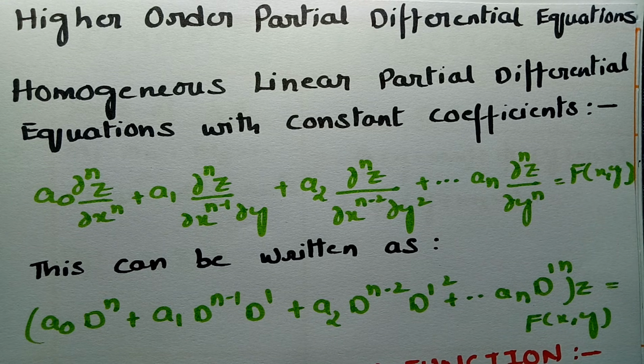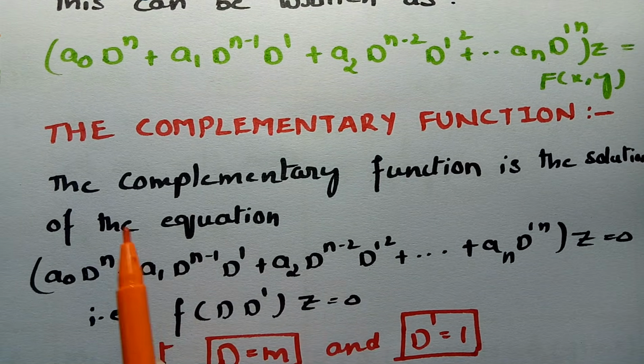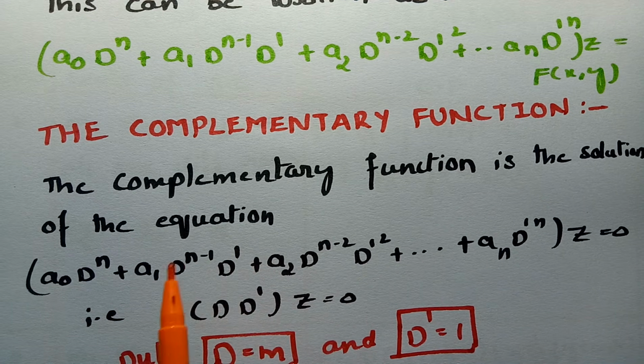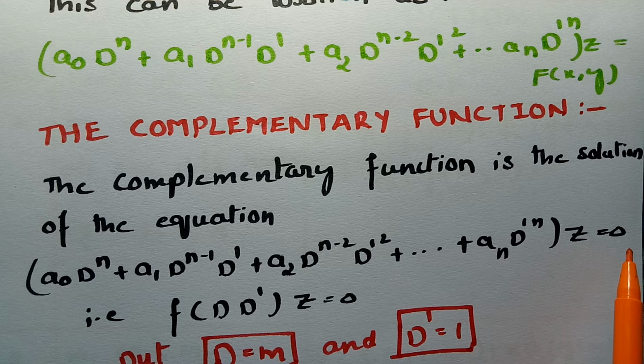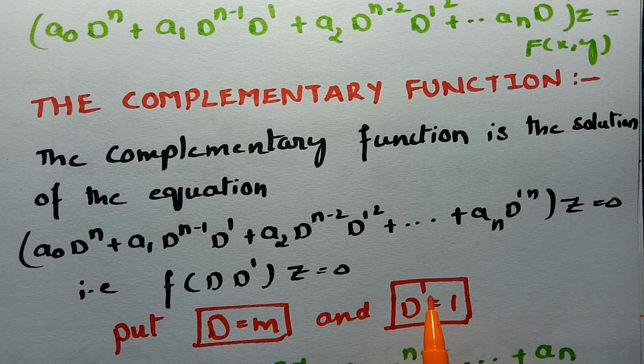And how to find the complementary function? To find the complementary function, it is the solution of the equation. So for this equation, to find the complementary function, we have to consider F(D, D') z equal to 0. So we have to put, in place of D, small m, and in place of D' we have to write 1.